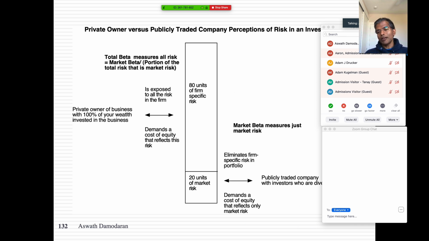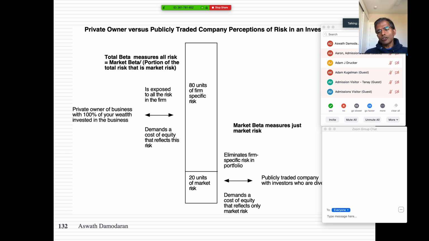But in this particular case, think of what's going to happen. The buyer is going to be exposed not just to the 20 units of risk, but also to the extra 80 units of firm-specific risk. Intuitively, if your investor is not diversified, if the buyer is not diversified, he or she is going to see far more risk in your company than a diversified investor and will demand a cost of equity to cover the total risk.